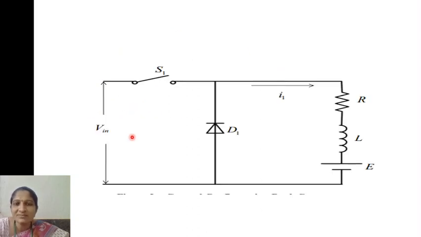Coming to the first one, the buck converter. This is the block diagram, and this is the circuit diagram of the buck converter. Buck means less. So the input voltage is reduced to another voltage which is less than the input voltage. By using this circuit, the output voltage will always be less than the input voltage.